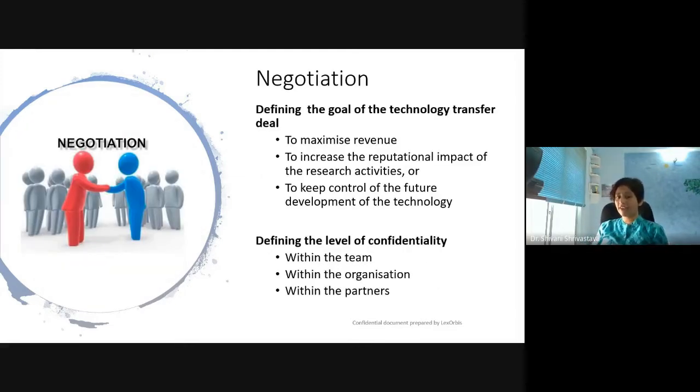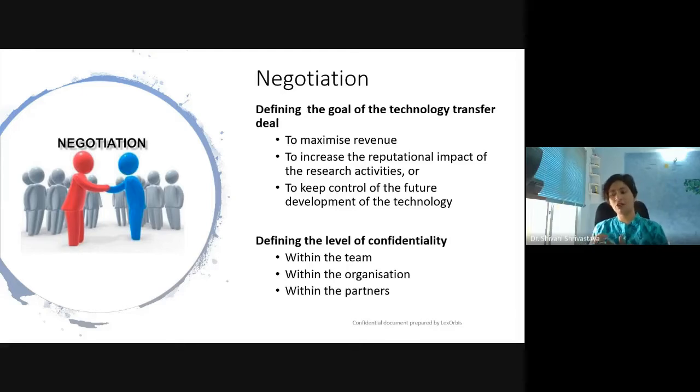So once we have the buyer, then the negotiation will start. Okay, so whenever we are talking about seller or buyer, obviously there would be one consideration. When we are talking about technology transfer, this is to maximize the revenue.